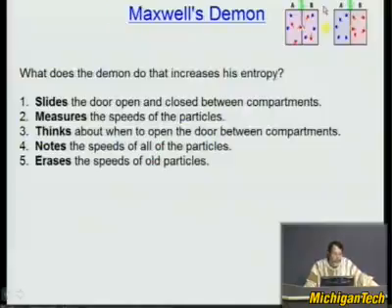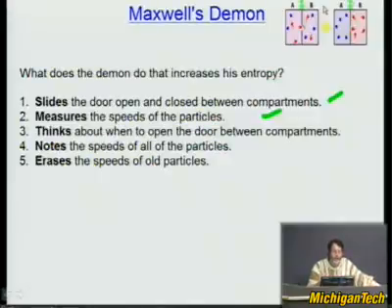So what is it? What's going on? What does the demon do to increase his entropy? Is it sliding the door open and closed between compartments? Maybe my wording was so careful I missed something there. Maybe measuring the speed of the particles. Maybe that's what does it. Maybe thinking about when to open the door.